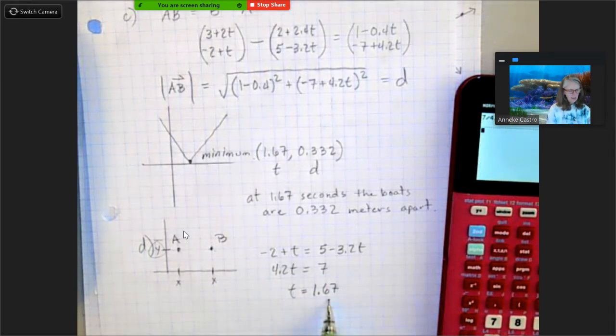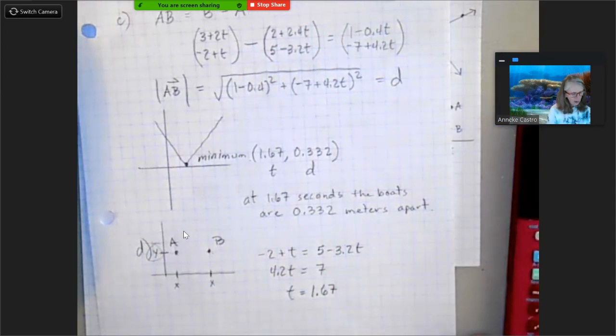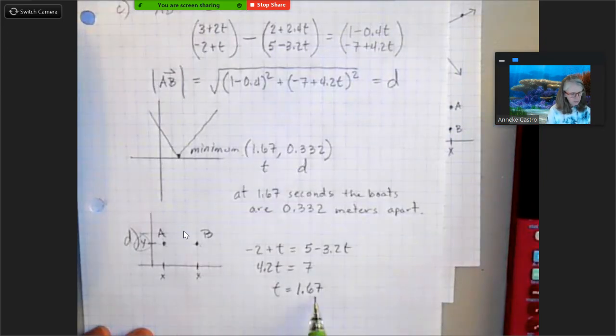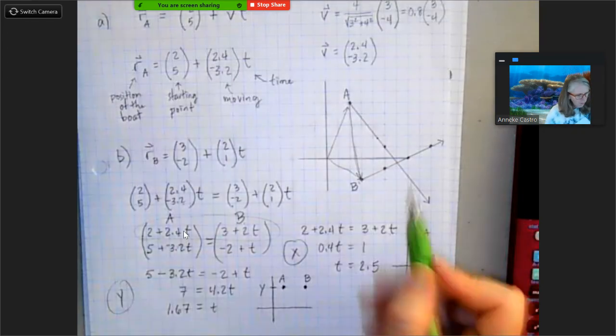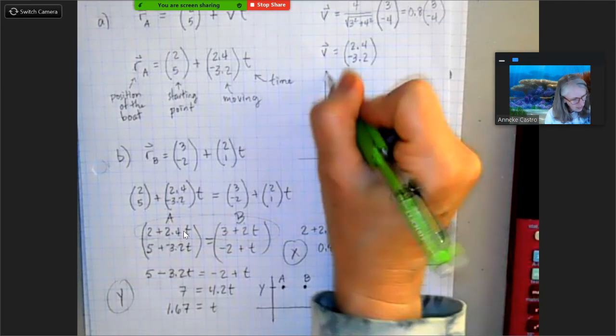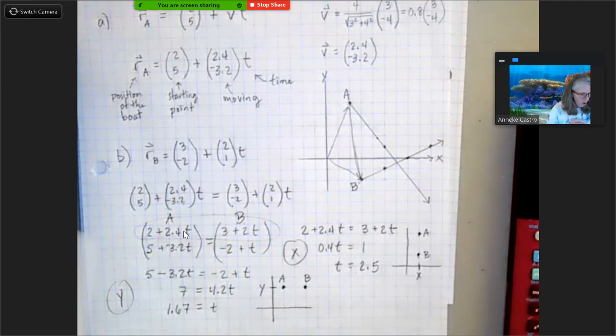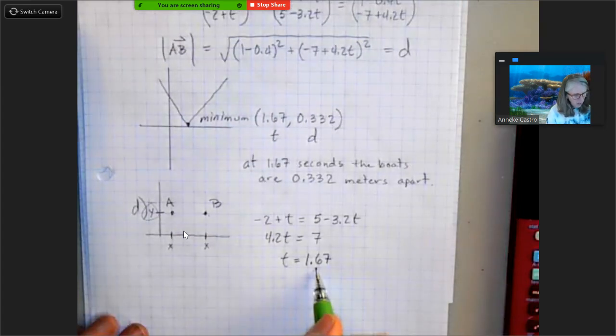Hey, that's when they're at their closest. They happen to be due east of each other at the same time that they are close together, at that 1/3 of a meter apart. So if we go back and look at our graph, where's 1.67 seconds? Our graph doesn't have time on it. Remember, this just has X and Y. It doesn't have time. So if we want to find out where they are, I would actually have to plug this back in to my equation.